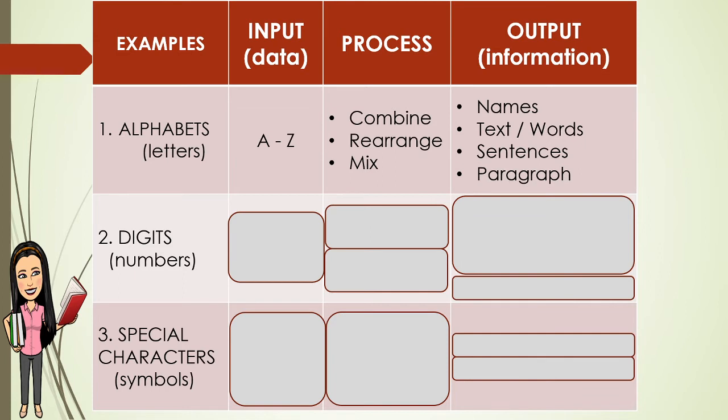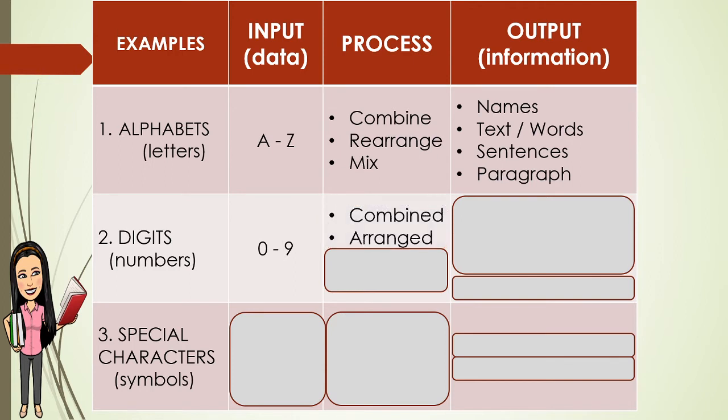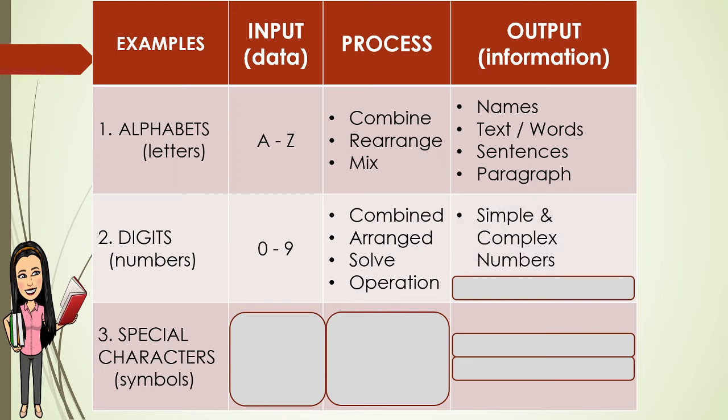For the digits or numbers, the input would be 0 to 9. The process can be combine, arrange, and we will use mathematical operations for solving. The final output would be simple and complex numbers, or simply the answers.